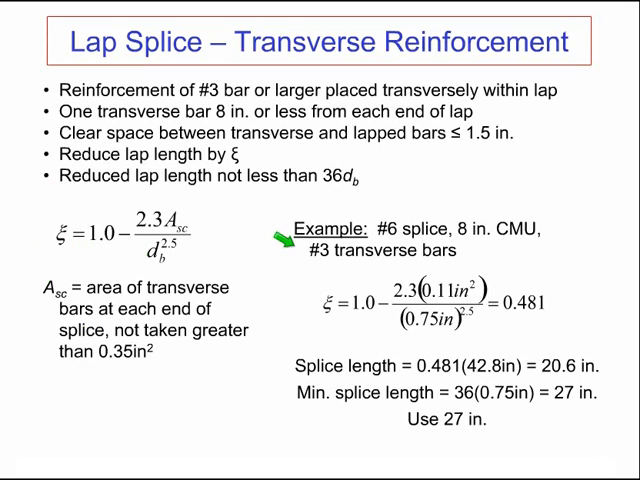So here's a quick example. A number 6 splice, 8-inch CMU, number 3 transverse bars, the reduction factor is 0.481. So the splice length gets reduced to 21 inches. However, there is a minimum splice length of 27 inches.